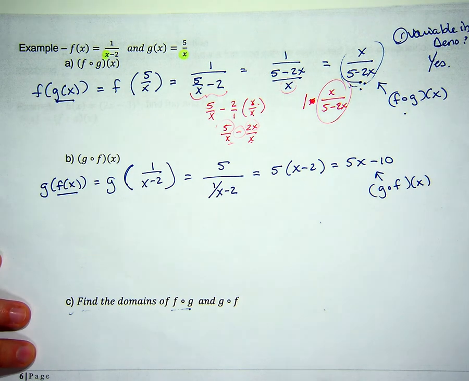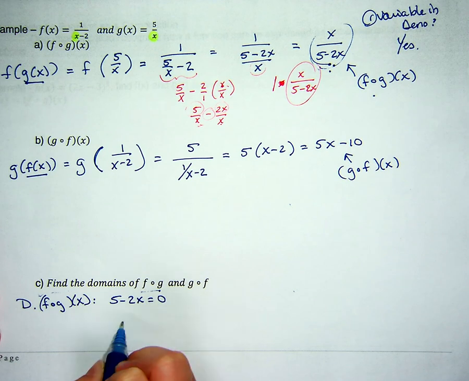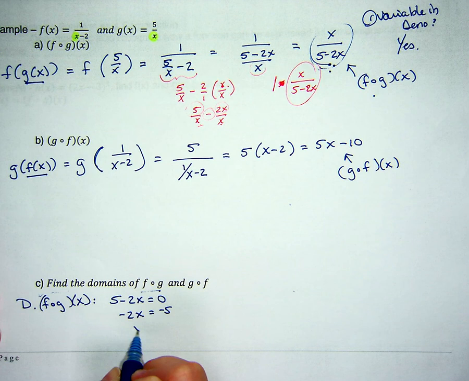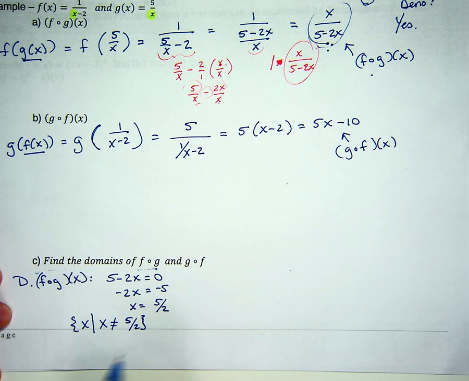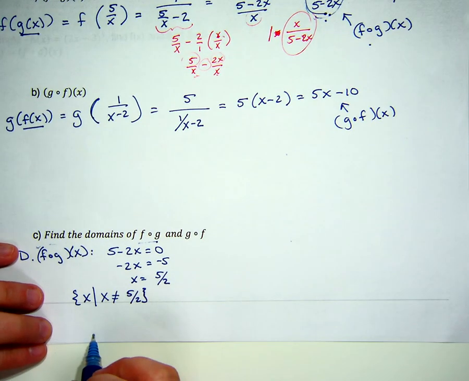How am I supposed to answer this when I have a variable in my denominator? Well, you're supposed to take your denominator, set it equal to 0, and solve. The values that you get will be out of your domain. So my domain here is the set of all x such that x cannot be 5 halves. Everything else is perfectly fine to have, but you can't have 5 halves here.